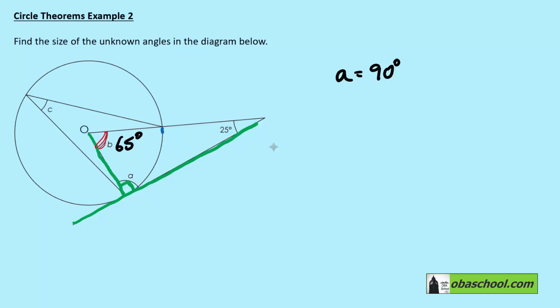Finally, if we look at this arc here, then this angle is standing on that arc subtended at the center, and this one over here is standing on the arc but subtended at the circumference. Therefore, C is a half of B. So C would be 32.5 degrees.